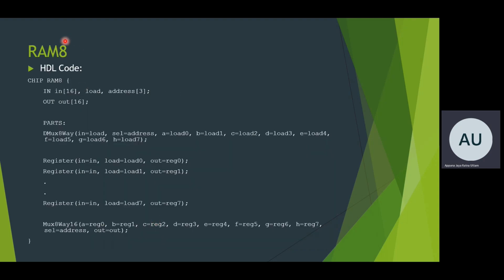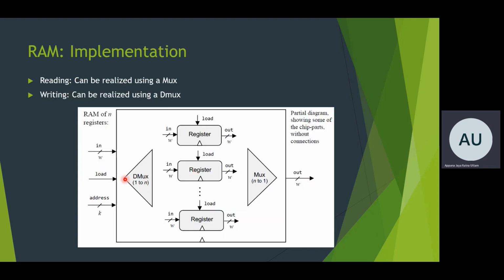Here as the RAM is 8, we can find 2 power 3 is 8. So the address is given as 3 bits, 2 power 3 being the address part. So up to 3 bits can be accessed in the RAM 8. And the input is a 16-bit input, and we get different loads. The left side is a demux and the right side is a mux.